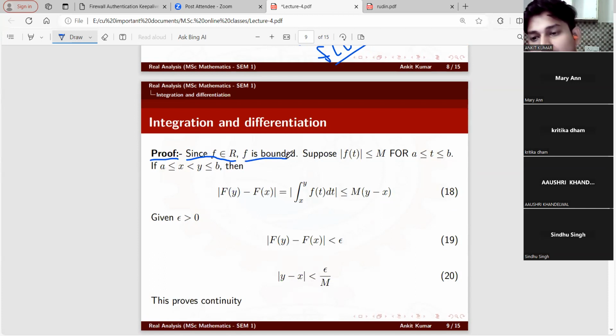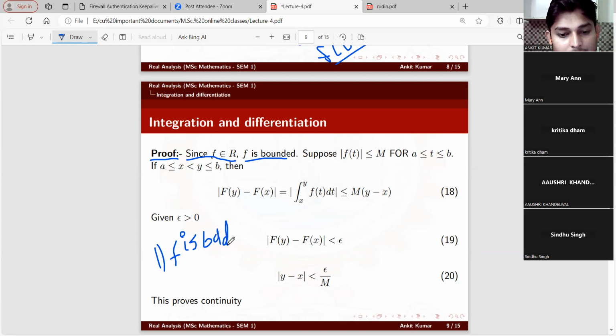f is bounded, because every Riemann integrable function is a bounded function. This is a necessary condition. What are the two necessary conditions of Riemann integration? First of all, the function is bounded. Second, the interval is finite. First property says that f is bounded. These two properties are very necessary.